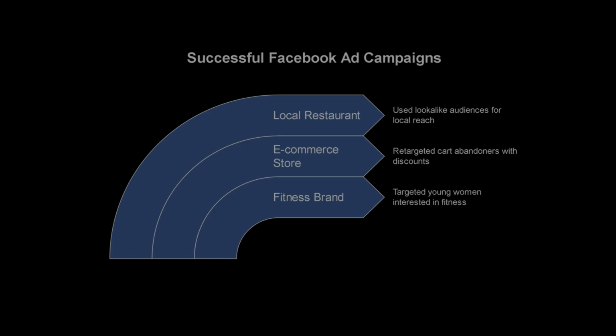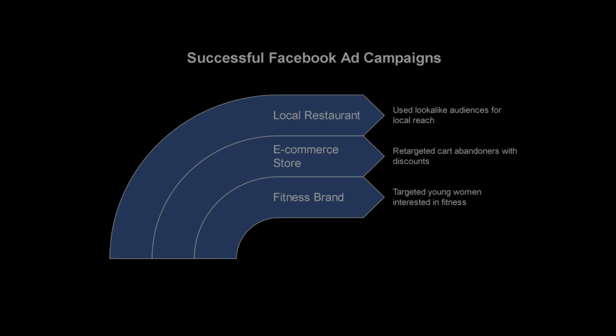Real-world examples of successful targeting. Now, let's take a moment to explore some real-world examples of businesses that have successfully utilized detailed targeting on Facebook ads. A fitness brand. A fitness clothing brand wanted to boost its online sales. By leveraging detailed targeting, they focused on women aged 18 to 35 who followed fitness influencers and engaged with health-related content. The result? A 200% increase in website traffic and a significant spike in online purchases.